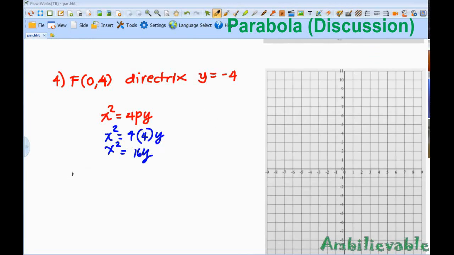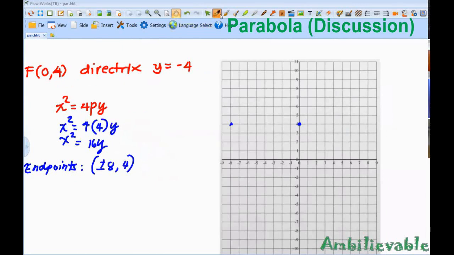And our endpoints should be 2 times 4, so plus and minus 8 and 4. So we have focus 0, 4. Then we have 8, 4 and negative 8, 4. So let's move a little bit. And the directrix is at negative 4.